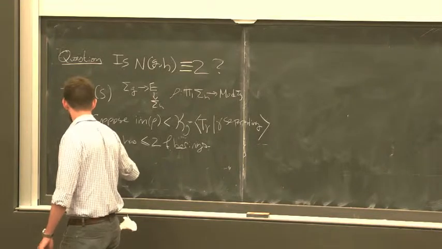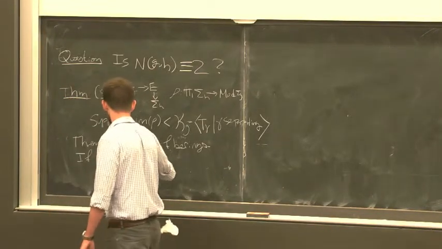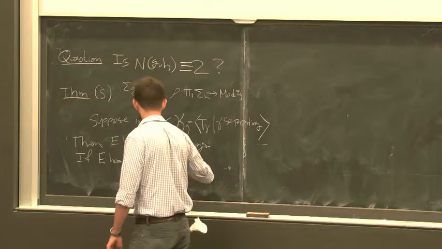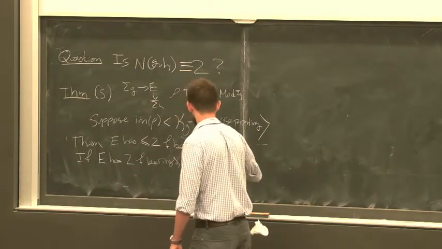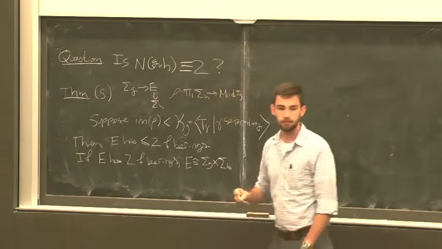And if E has 2 fiberings, E is diffeomorphic to Σg × Σh. Okay.